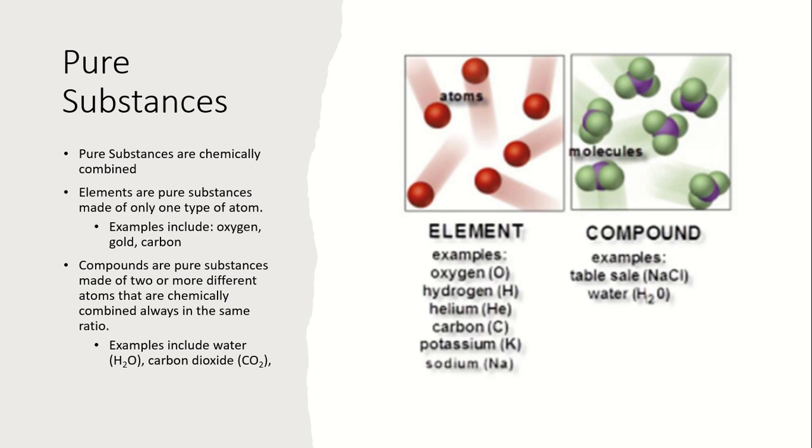Compounds are pure substances made of two or more different atoms that are chemically combined. These chemically combined compounds always have the same ratio or the same composition. For example, table salt is sodium chloride. It always includes one sodium and one chloride. Water is H2O. It is always two hydrogen chemically combined to one oxygen, similar with carbon dioxide. One carbon chemically combined to two oxygen.